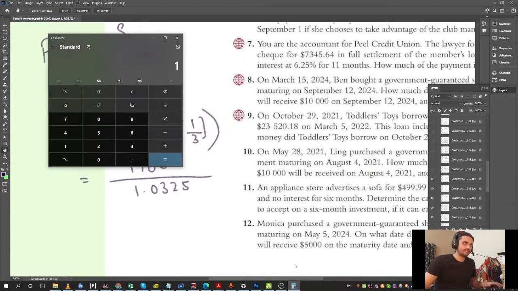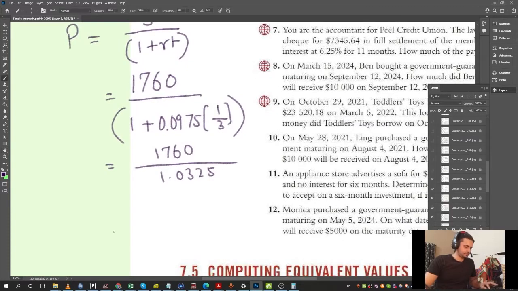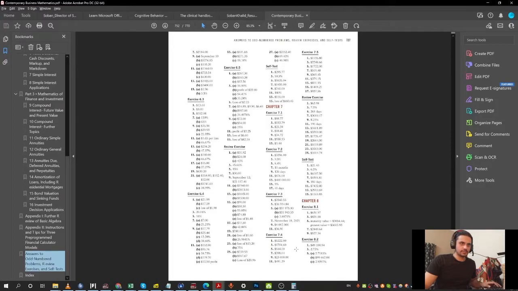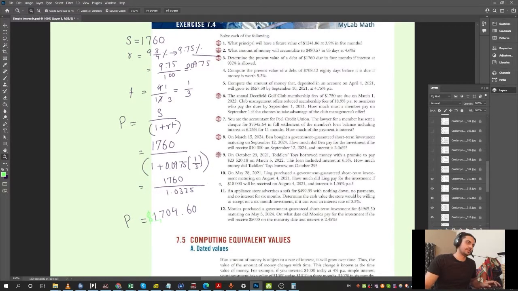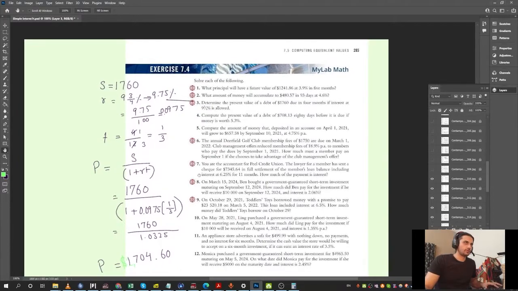So this becomes 1.0325, and 1760 is our future value. And when we divide 1760 by 1.0325, we end up with our principal amount, or our present value, as $1704.60, okay, dollars, right? And that is our value. So let's see if this is the correct answer. Yeah, that's right. That is the solution for question 3.